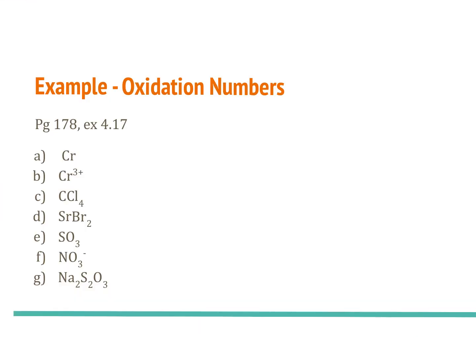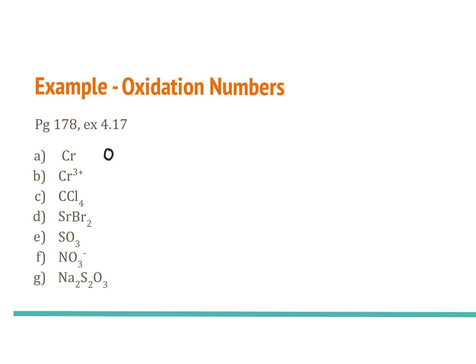Because you need to know how to assign oxidation numbers in order to decide if a reaction is a redox reaction or not, the first thing we need to do is practice applying these rules. One of the rules is that if you have a pure element, the oxidation number is 0 because the charge of all elements is 0. All elements are neutral. So the oxidation number for chromium is 0.